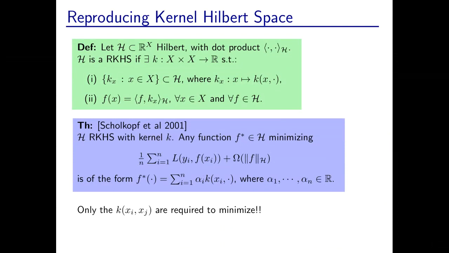What's also interesting is that if you want to solve this, you only need to know the kernel values on each pair of training points. So if you are able to build the kernel matrix, then you can minimize the loss function, get the optimal f star function with the optimal alpha, and finally get your predictor.